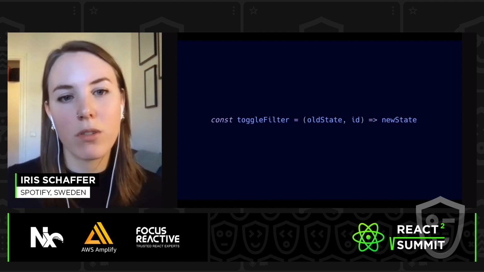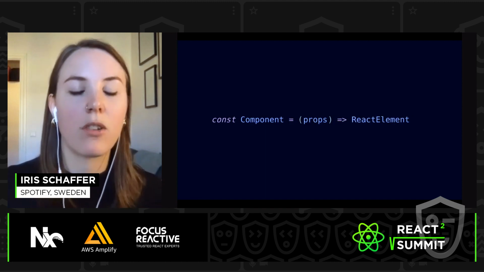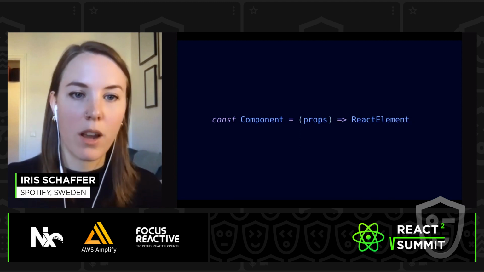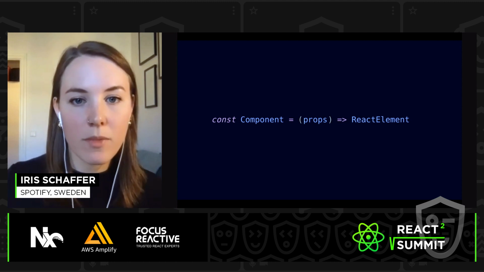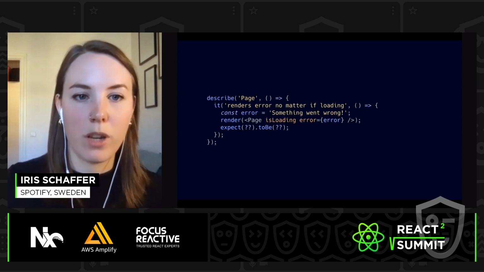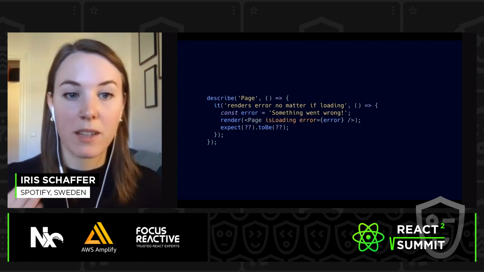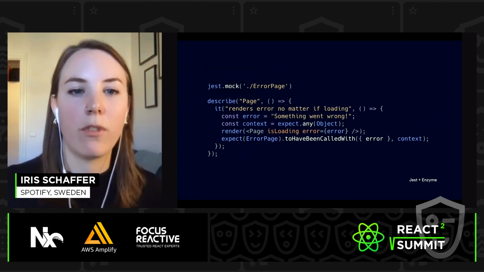Well, if we go back to our toggle filter function, our pure function that we talked about before, it turns out React components don't look all that different. We have a component that takes props and returns a React element. So we should be able to do something like this. We render the page and expect the outcome to be something. We could, for example, use Enzyme for this.